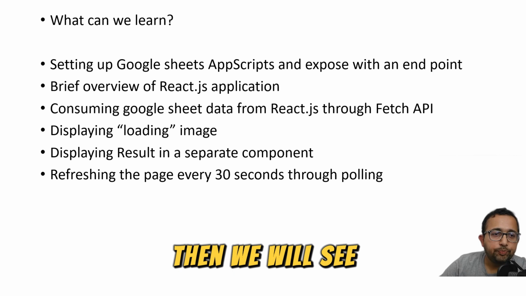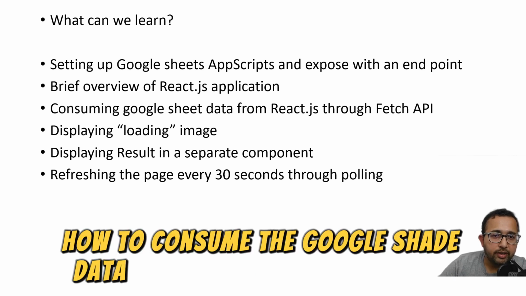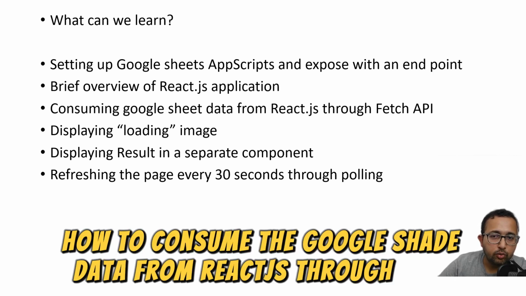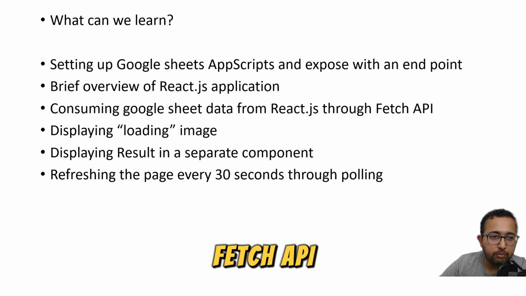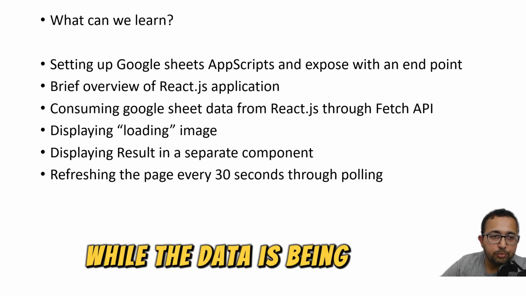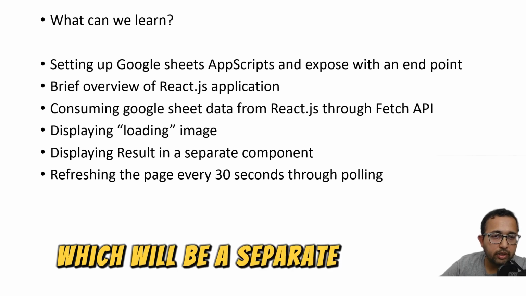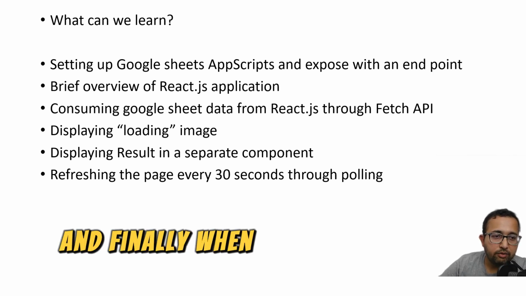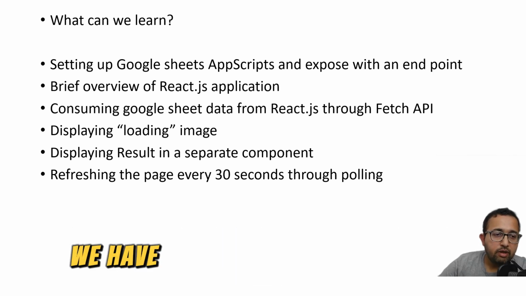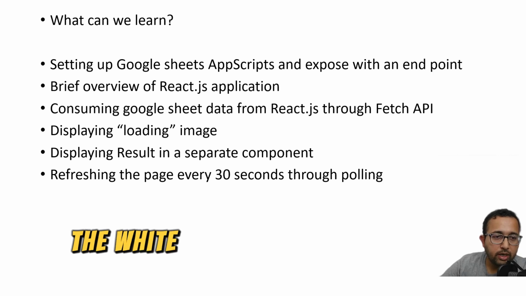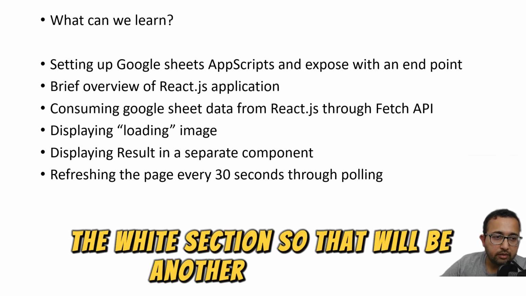Then we will see how to consume the Google Sheet data from React.js through the HTML fetch API. While the data is being fetched, we are going to display a loader image, which will be a separate component. And finally, when we get the result back, we have to display it in a card, the white section. So that will be another component.